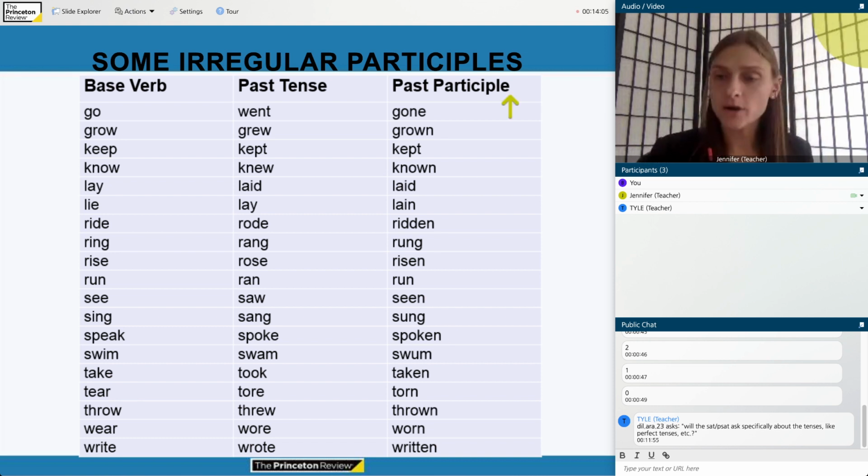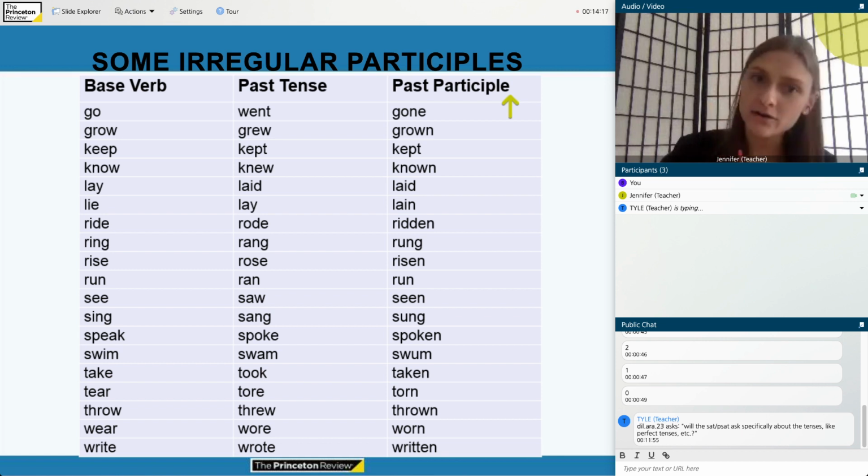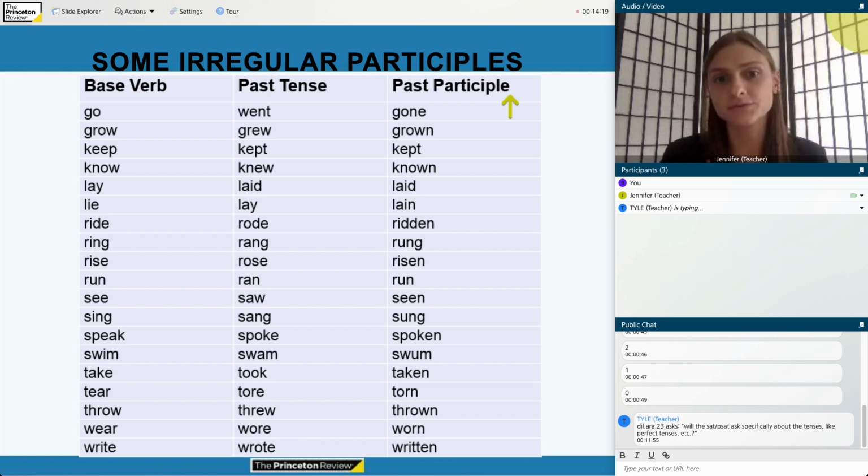And your past participle, just so you know, you always want to have the verb have or has or had. Some form of the verb to have is going to go with it. You wouldn't say, I gone to the store. You say, I have gone to the store, I had gone to the store, she has gone to the store, and so on.